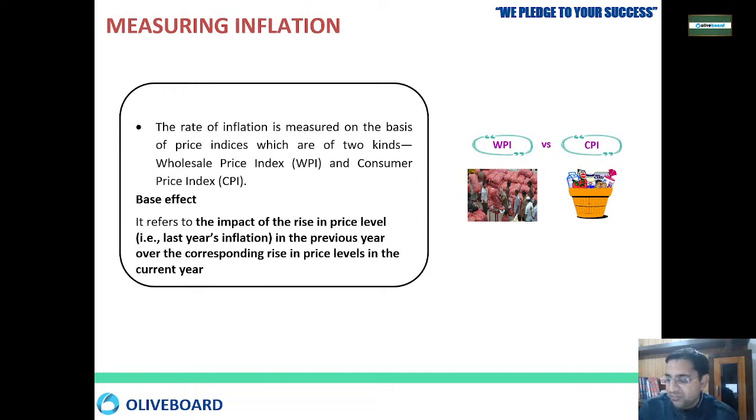Now, how do we measure inflation in our country? There are two things through which we measure: the wholesale price index and the consumer price index. Then there is the concept of base effect. Base effect means the impact of the rise in the price level in the previous year over the corresponding rise in the price level in the current year. So what is the percentage change that is happening? How much rise happened in the previous year, how much rise is happening this year. So it is a comparison that is going on.